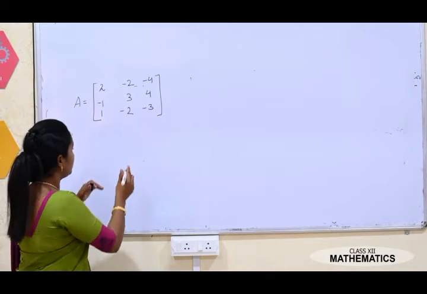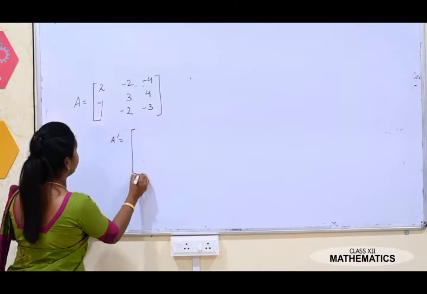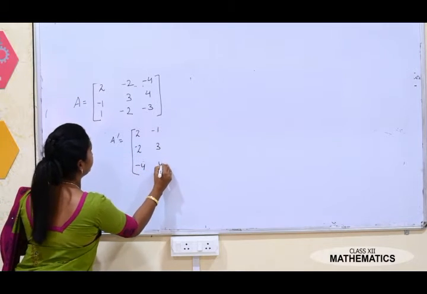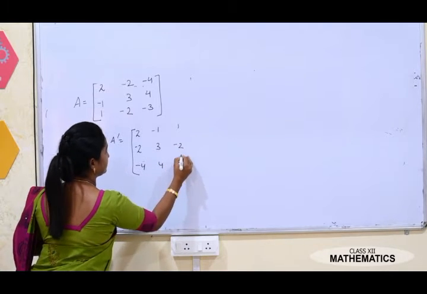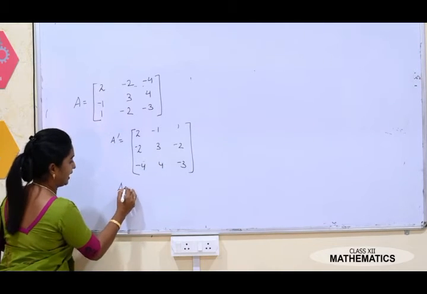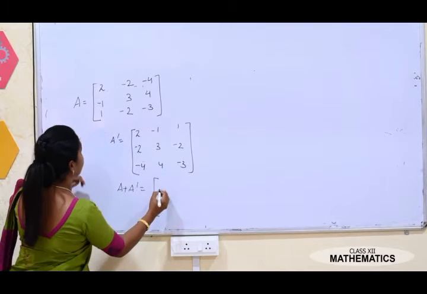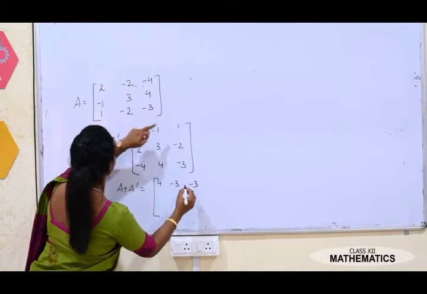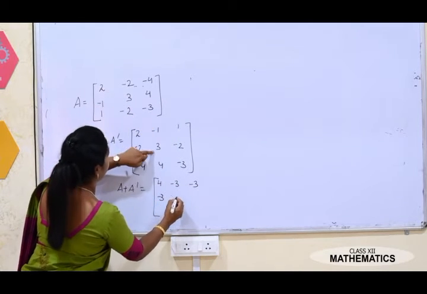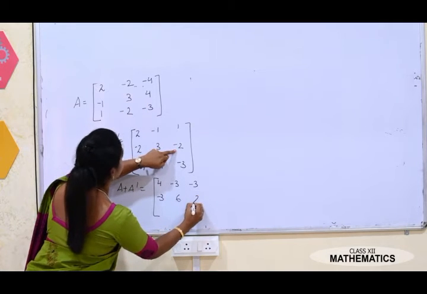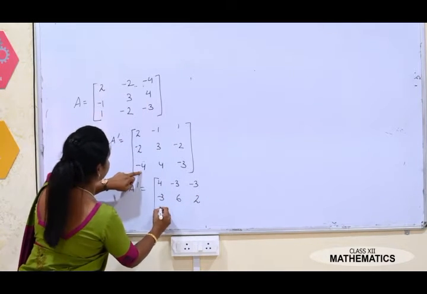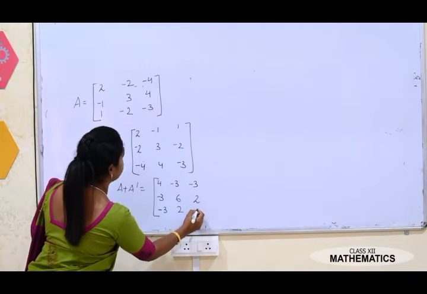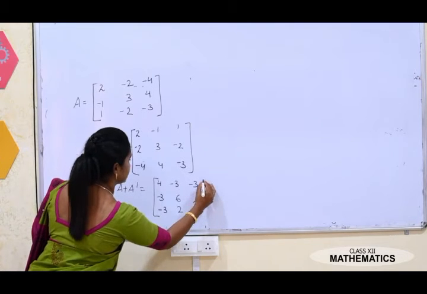Now what you will do first, you will find A dash. What is A dash? 2, minus 2, minus 4, minus 1, 3, 4, 1, minus 2, minus 3. Then what is the next step? You will add. When you add, what will you get? 4, minus 3, minus 3, 6, 2, and again when you add 1 minus 4 it is minus 3, minus 2 plus 4, 2, minus 3 plus 3, it is minus 6.